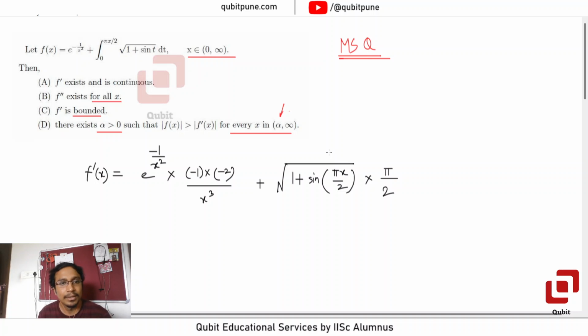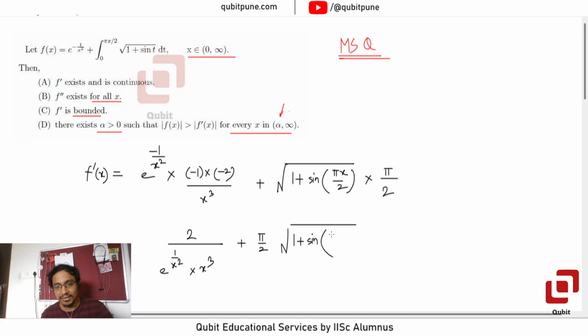Now please tell me, is this function continuous? Rather, does this function exist for all x in open interval 0 to infinity? Let us rewrite this: 2 by e raised to 1 upon x squared into x cube plus pi by 2 root 1 plus sine of pi x by 2.